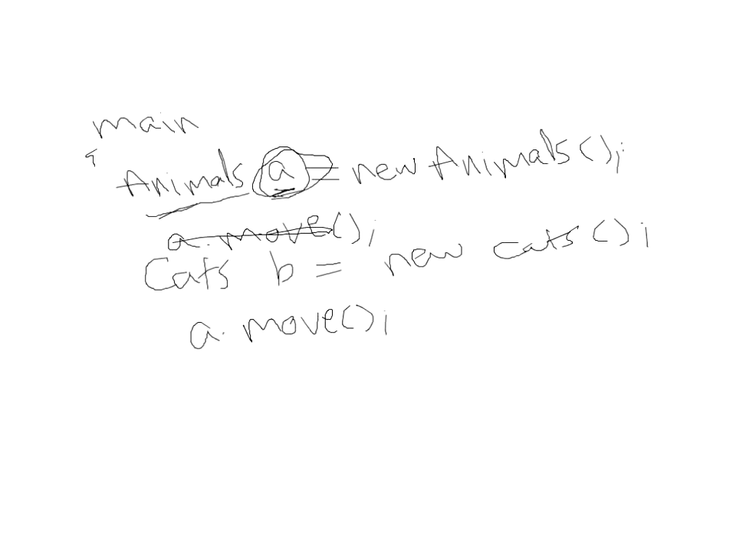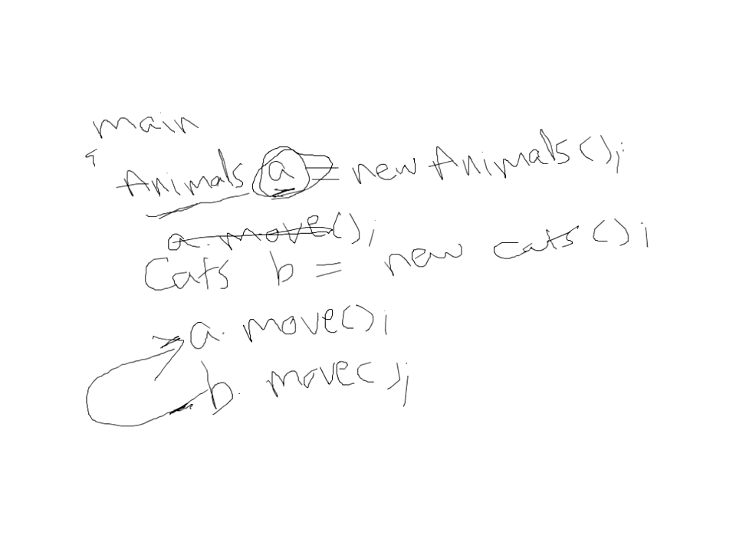Now, if I put B.move, what will happen now? Yes, now it will say cats can run. Right, what have I done here? Look, first of all, I printed the statement. Then straight after, I printed another statement. I've done overriding here. So I overrode this statement.